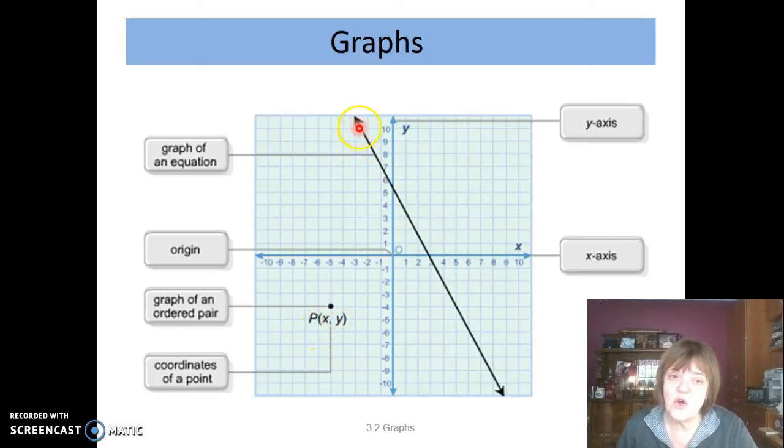Now this says it's called the graph of an equation. This is a straight line, okay? And we call this a graph of an equation. And sometime in the next few lessons, before this unit is over, we're going to learn about how to come up with these things and what kind of equations create these lines. But for now, just understand that that is called the graph of an equation.